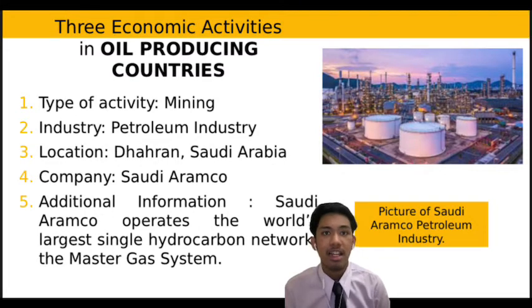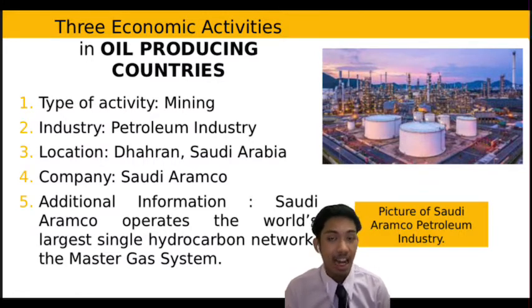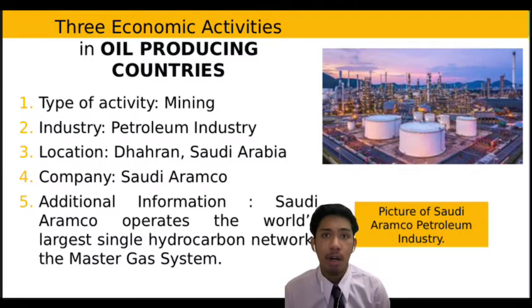Last but not least, the economic activity for oil producing countries is mining, known as the petroleum industry. As we know, if we talk about the petroleum industry, then it must be located in Saudi Arabia. The lead company in this industry is named Saudi Aramco, which is known to operate the world's largest single hydrocarbon network, the Master Gas System. For the next one about non or little oil producing countries, I will pass to Mr. Amarif to explain. Thank you very much.